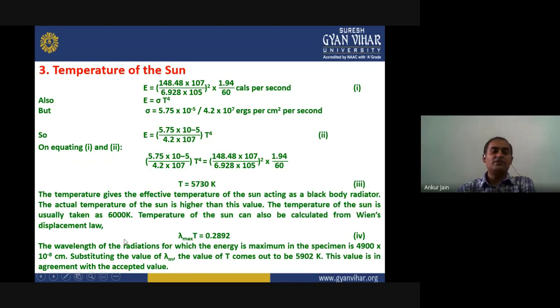This is already known from the visible spectrum. This is the maximum value. Now substituting this value in this equation, what we get, T equals 5902 Kelvin. This is more close to the actual value of 6000 Kelvin, right? So these are the methods to measure the temperature of sun.